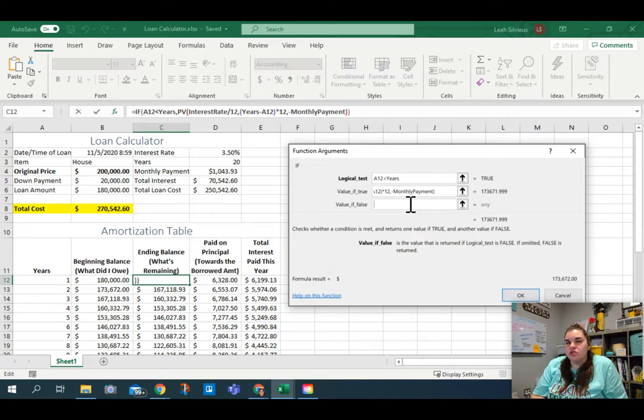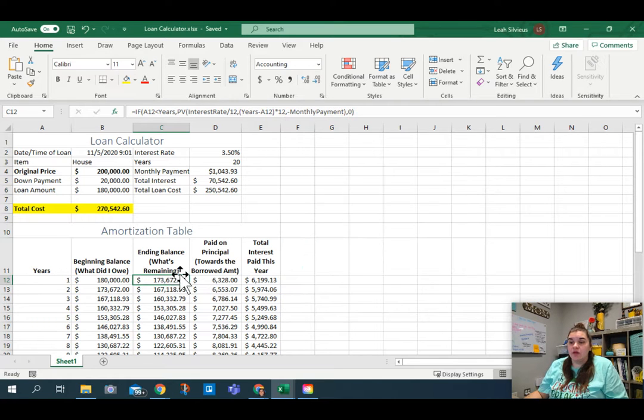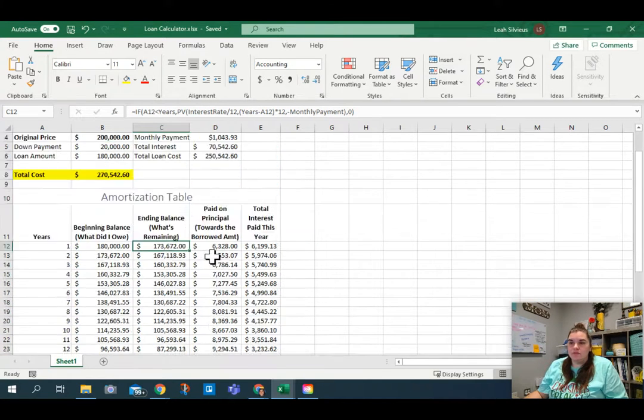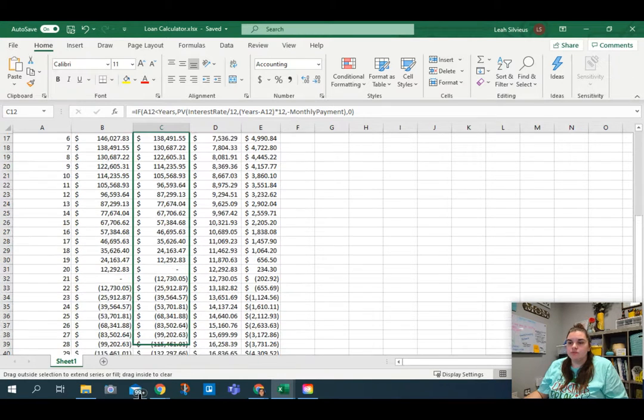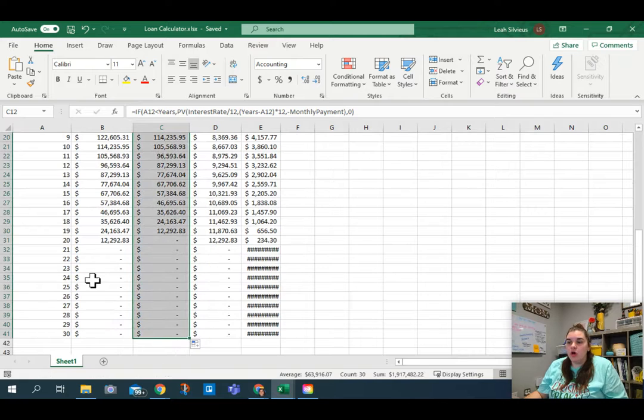If not, what should it be? What should the ending balance be if we've reached our number of years for our loan? 0, because we're done paying it off. So 0, we owe 0. Ending balance is 0. So I'm going to go ahead and put 0 and hit OK. All right, now it doesn't fix everything, right? Because we need to fill handle it down. So I'm going to go ahead and replace the old equation with the new one and let go.